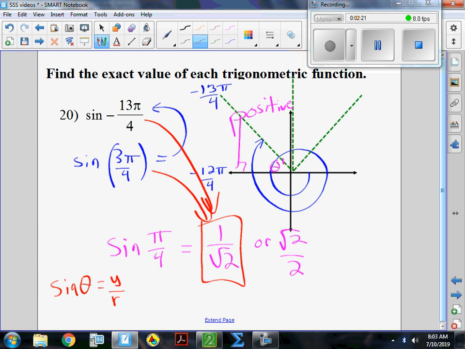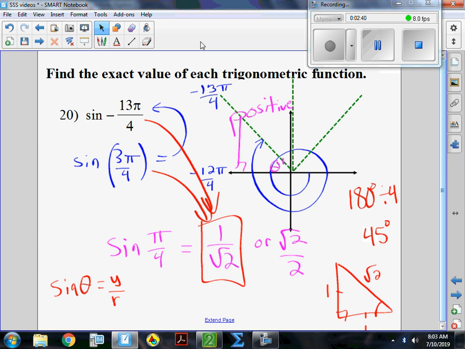Pi over 4 means you take 180 degrees and divide by 4. That gives you 45 degrees. So we're talking about a 45, 45, 90 triangle. And so the sine of one of those angles is going to be 1 over square root of 2.